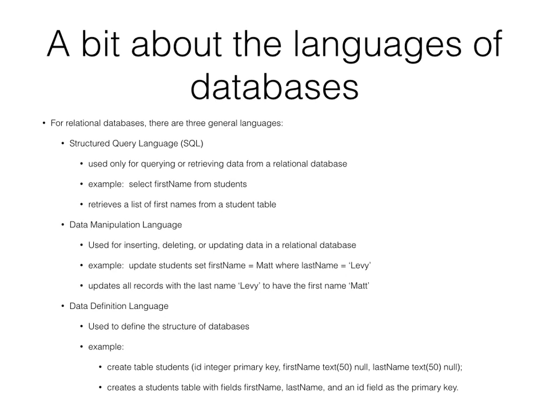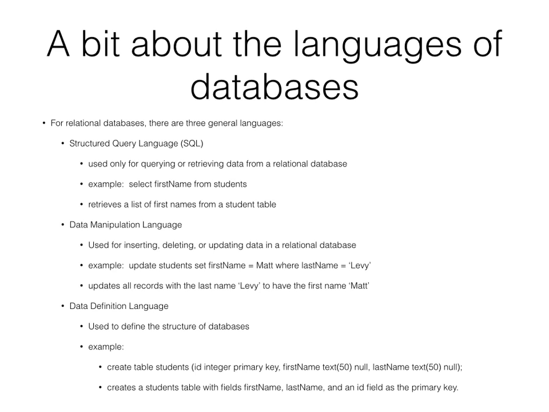Then the third one is how we define the structure of databases, data definition language, where one example of this is: create table students with an ID field that's an integer and the primary key, the first name, which is a text field that can be null. That's what null means: it can be empty, so we can have no first name for some reason. And then last name, which has a text field of 50 characters that can also be null. That creates a students table with the fields first name, last name, and ID field as the primary key.